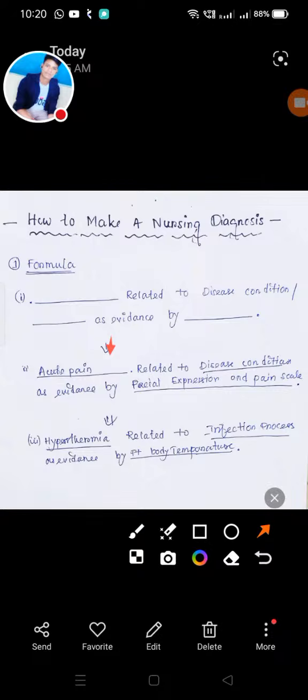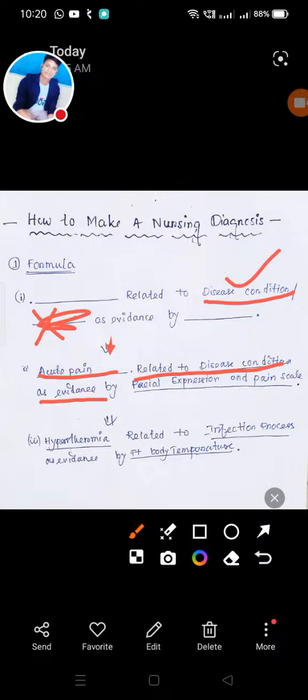We are making a nursing diagnosis for pain. In the first dash I have written acute pain, related to disease condition. If there are any sign and symptoms, you can put the disease condition, so there is no need to fill that dash. As evidenced by, in the dash, what do I fill? Facial expression and pain scale.